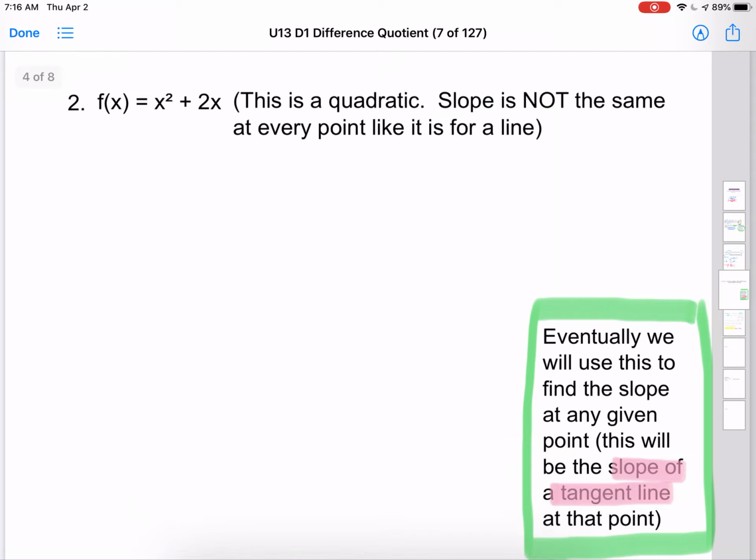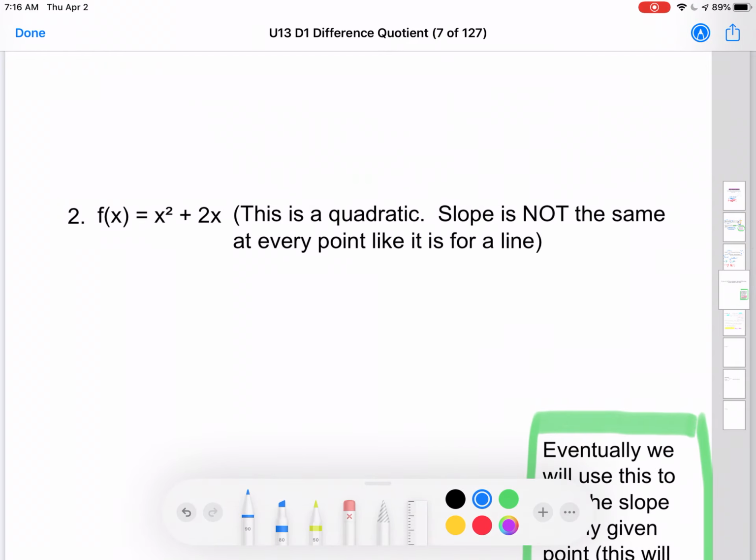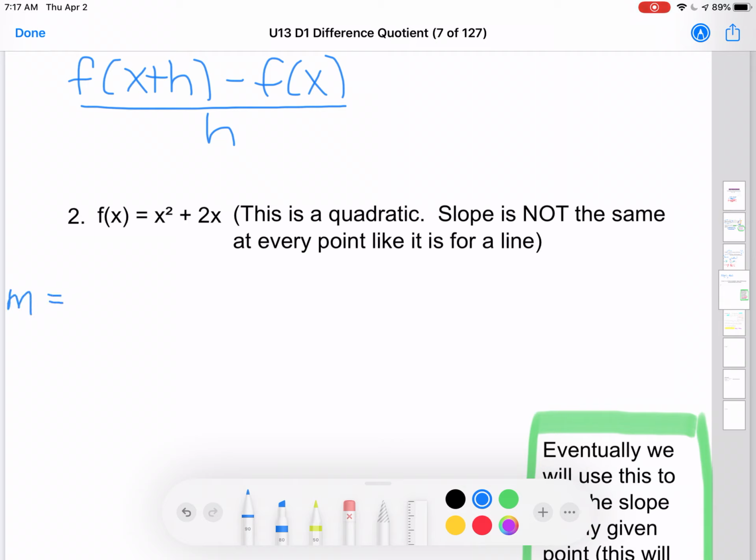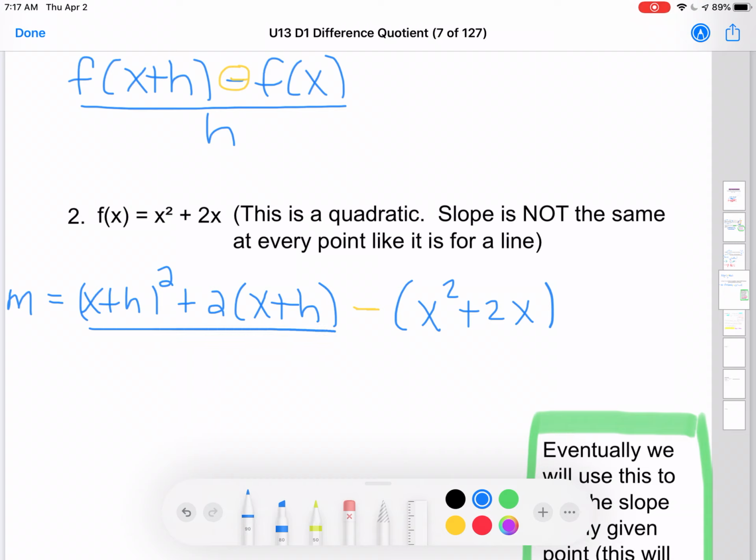Okay, so let's write down the difference quotient again. I think I'll use this space right here. Every place I see an x, I'm going to put x plus h to start out. So x is being squared, so it's going to be x plus h squared plus 2 times x plus h. All I did there was plug in x plus h every place I see an x. Now I have my minus sign, so minus. And now I'm going to subtract off the function itself, but we have to use parentheses. And then all over h.